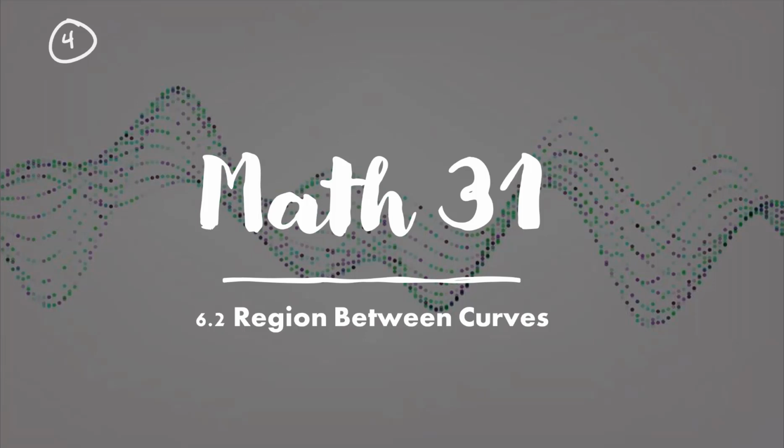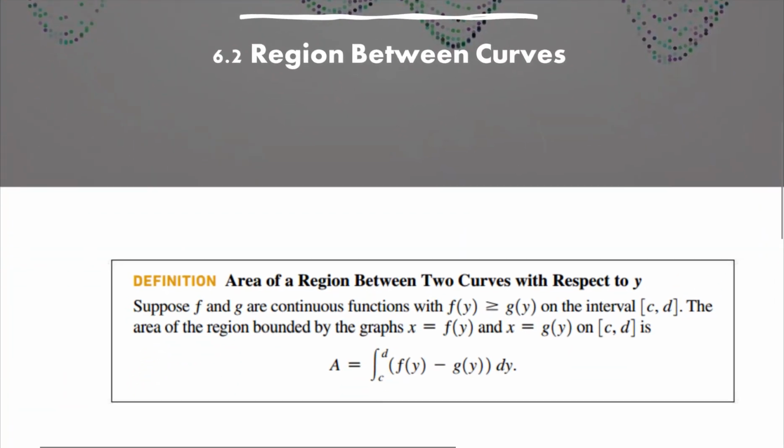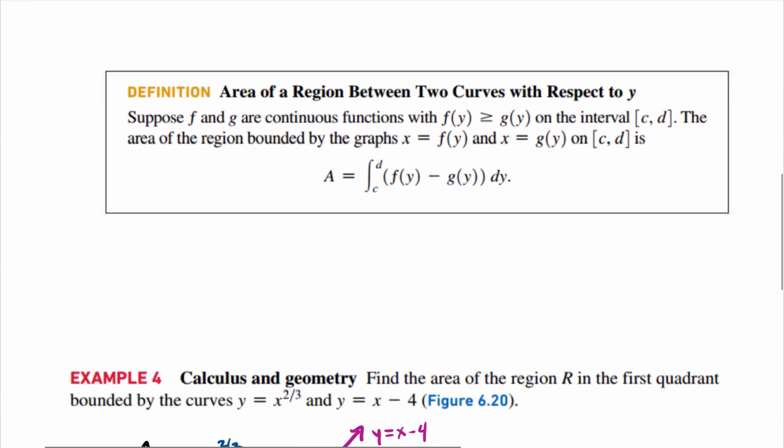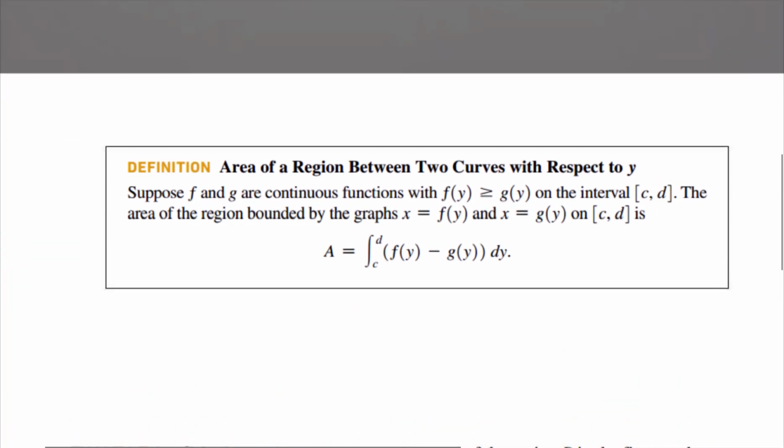Let's switch our orientation up a little bit. Let's start dealing with some y's. So we got a new definition. It's the same definition. But we're saying that sometimes it might be easier to find the area between two curves by using y's instead of x's. This isn't to make your life harder. Sometimes it's more efficient, a little simpler.